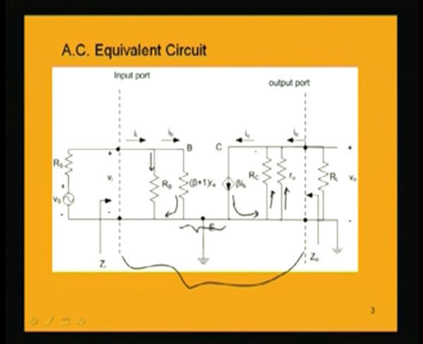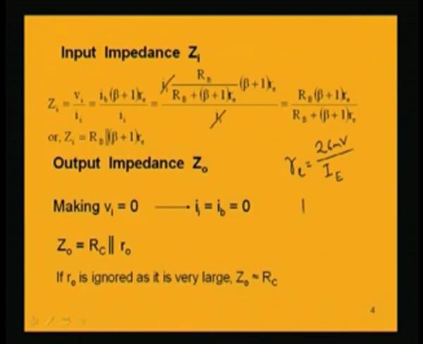So, we will be left with only two parallel resistances, RC and r naught, because IB is 0 so IC is equal to 0, and there are these two resistances, one is RC and one is small r naught, at the output side, and we are finding out this output impedance. So, this output impedance is the parallel impedance of RC and r naught. So, output impedance is RC parallel r naught, making input Vi equal to 0. That is the procedure to be followed in order to find the output impedance.